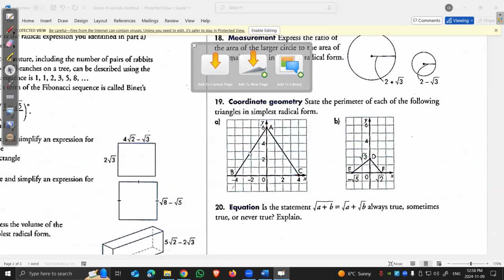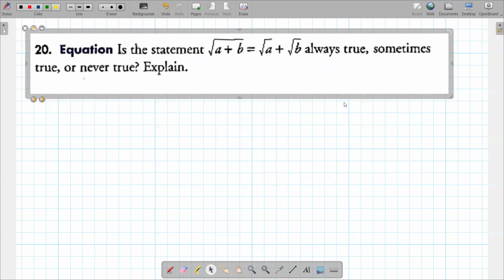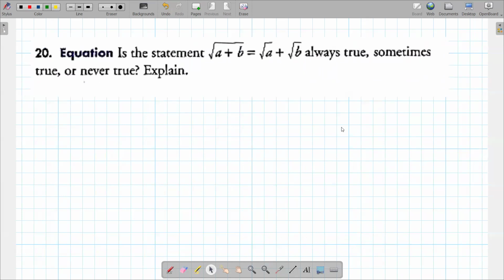Okay, let's talk about this one. Is this always true, sometimes true, or never true? Let's think about the number. If A was 0, if B was 0, would that statement be true? Or would it not be true? It would. So A and B being zero checks out. What about when A is 1 and B is 1?